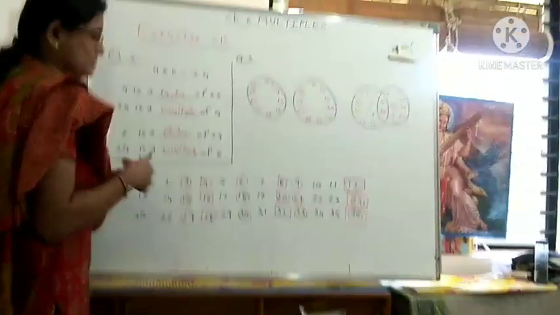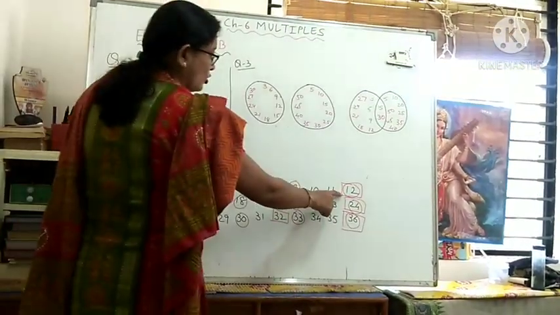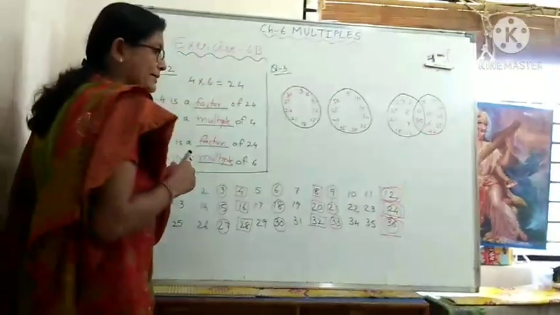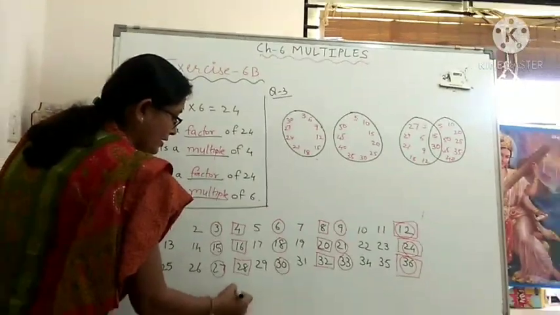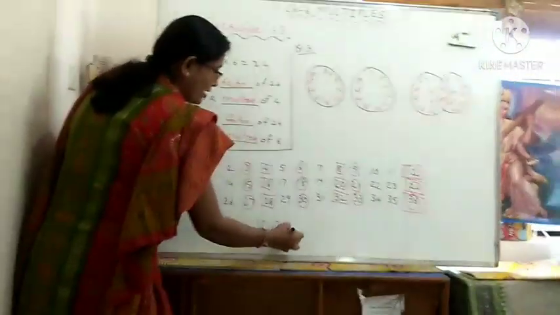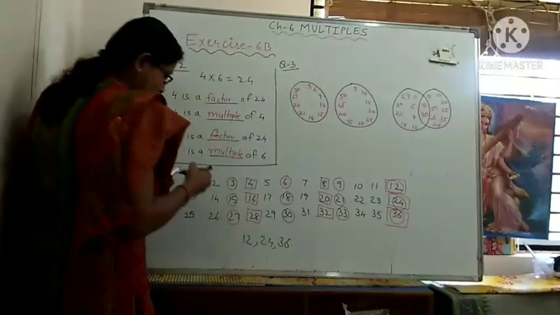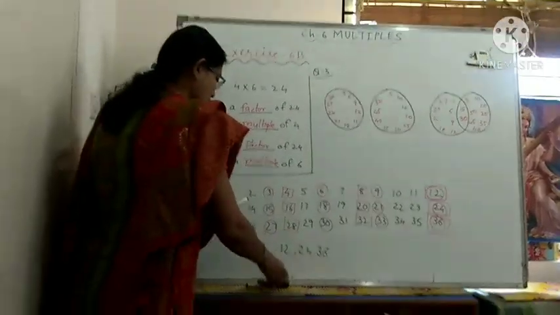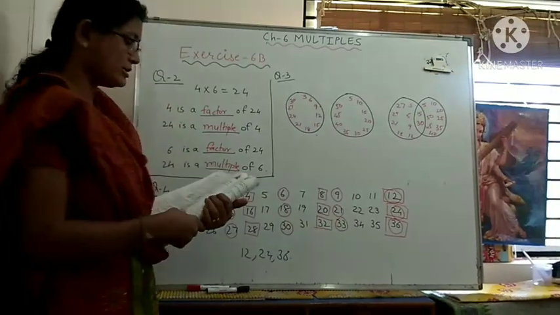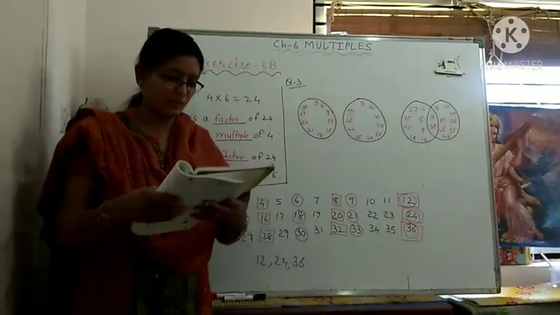So it is very much understood here. Common means both are there. Circle and square both are present on some of the numbers. So the common multiples of both are 12, 24 and 36. Right? These are the common multiples of both of them. Clear? Here question number 4 is completed, and now we'll start with question number 5.